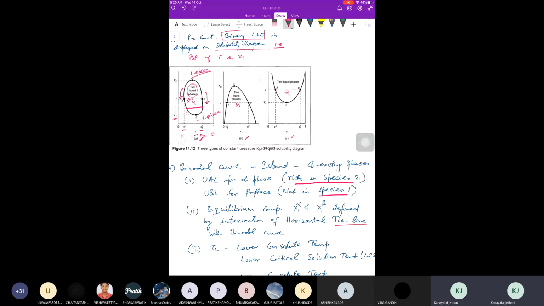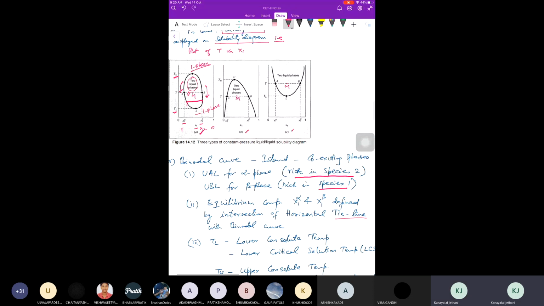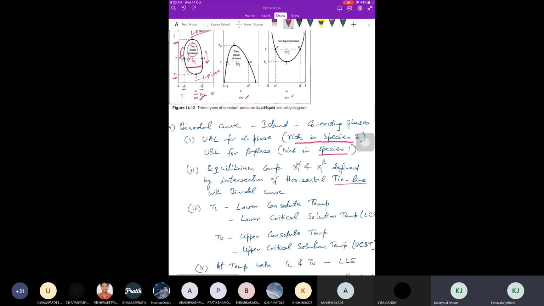So at this temperature, TL, below this temperature it is a homogeneous, single phase. That means both liquid components are mixed together, they are soluble in each other. And above TU, the upper critical solution temperature, it is also a single phase, a homogeneous liquid. Only in this region do we have two phases.